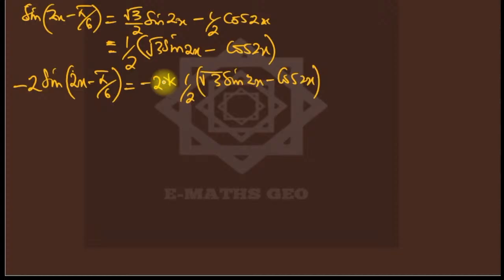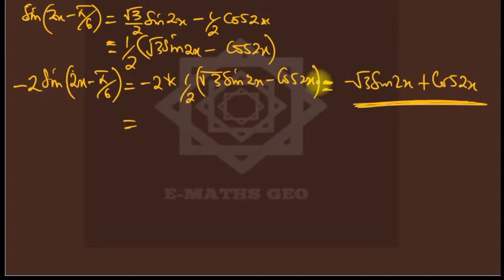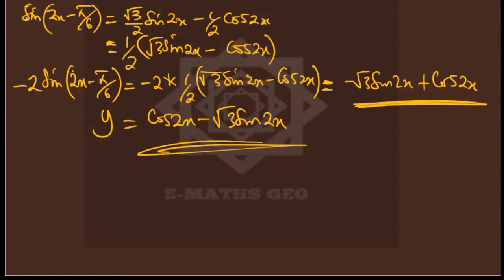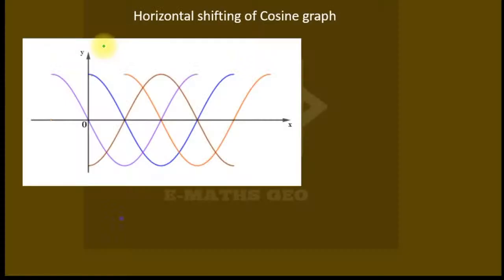So which is this? We have minus root 3 sine 2x plus cos 2x. So which of them is the answer? So that's the function. Y is equal to, maybe let's write, cos 2x minus root 3 sine 2x. Let's check which one is the answer on A.